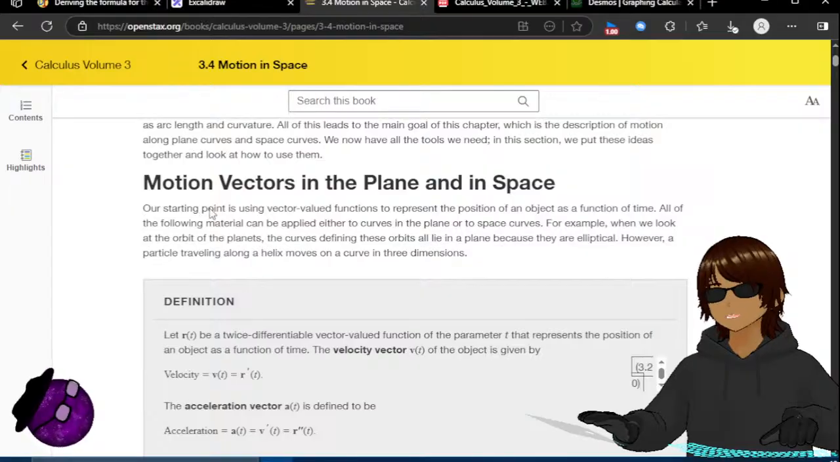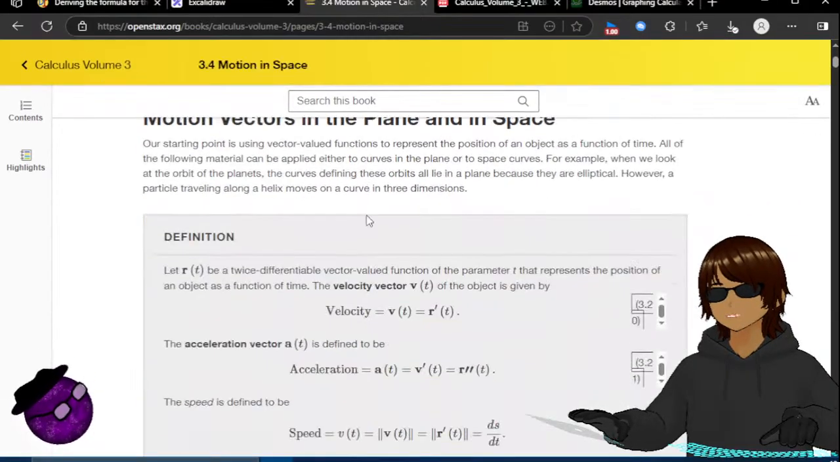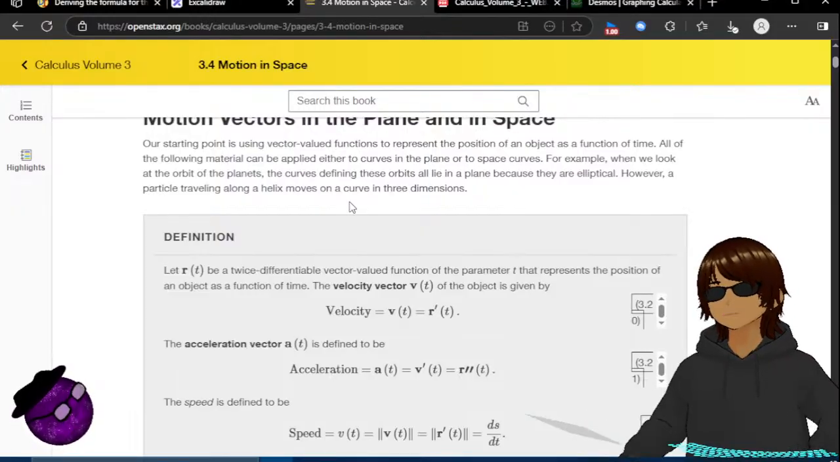Our starting point is using vector valued functions to represent the position of an object as a function of time. All of the following material can be applied either to curves in the plane or to space curves. For example, when we look at the orbit of the planets, the curves defining these orbits all lie in a plane because they're elliptical. However, a particle traveling along a helix moves on a curve in 3 dimensions.